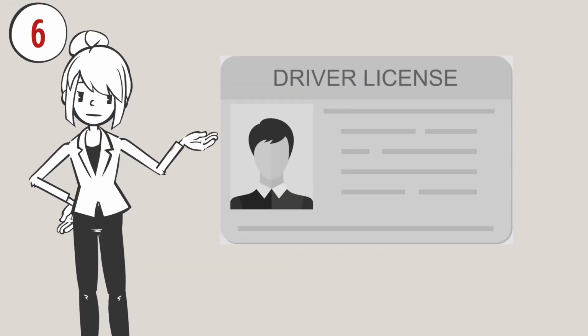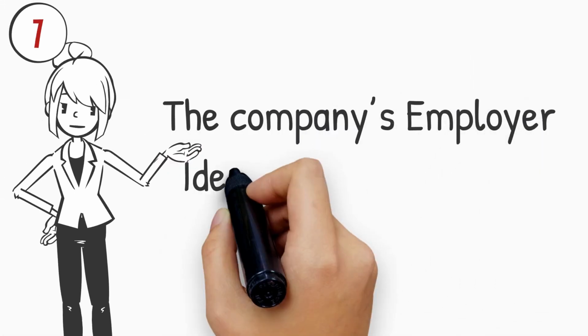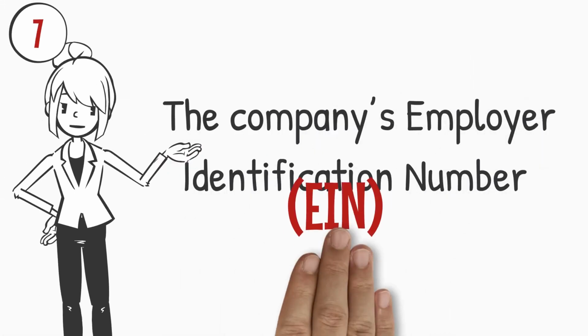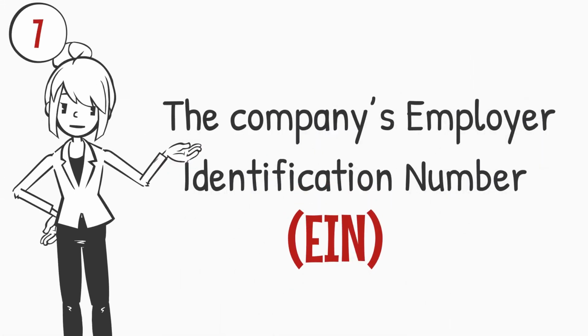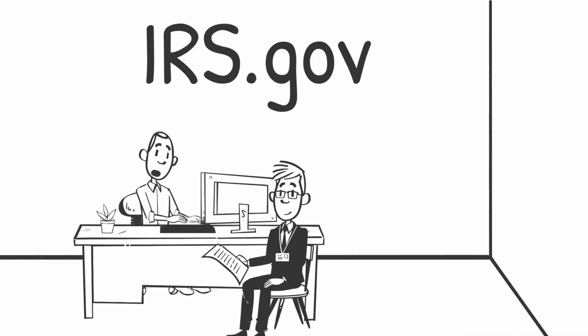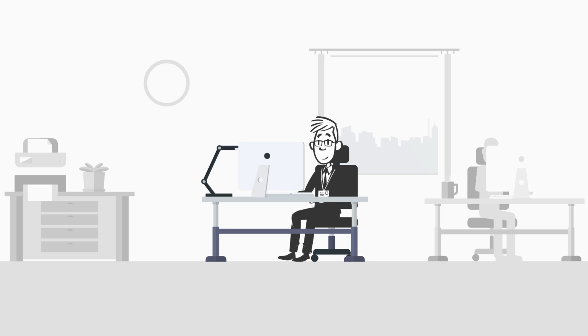6. Photo identification, such as a driver's license. 7. The company's employer identification number, EIN. You must obtain this from the IRS before applying for the bank account. If you're in a hurry, you may apply for the EIN online.